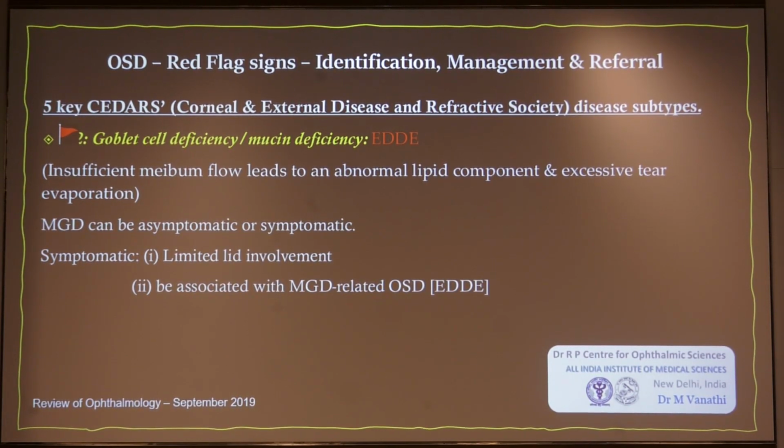Goblet cell deficiency, resulting in mucin deficiency, is a characteristic feature where you would be finding an evaporative dry eye disease, commonly seen in scenarios affecting the lid and meibomian gland dysfunction.